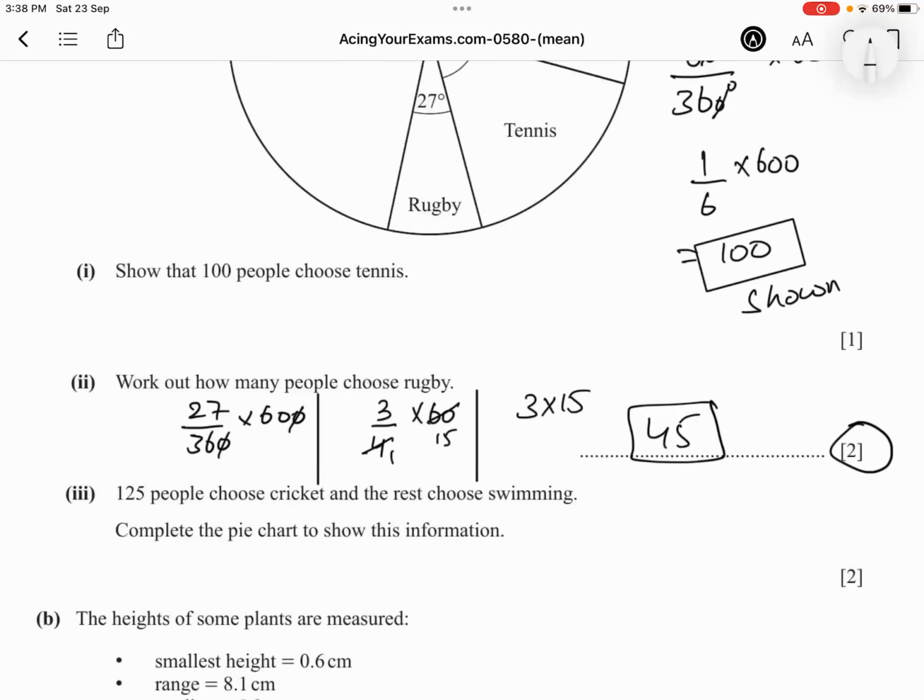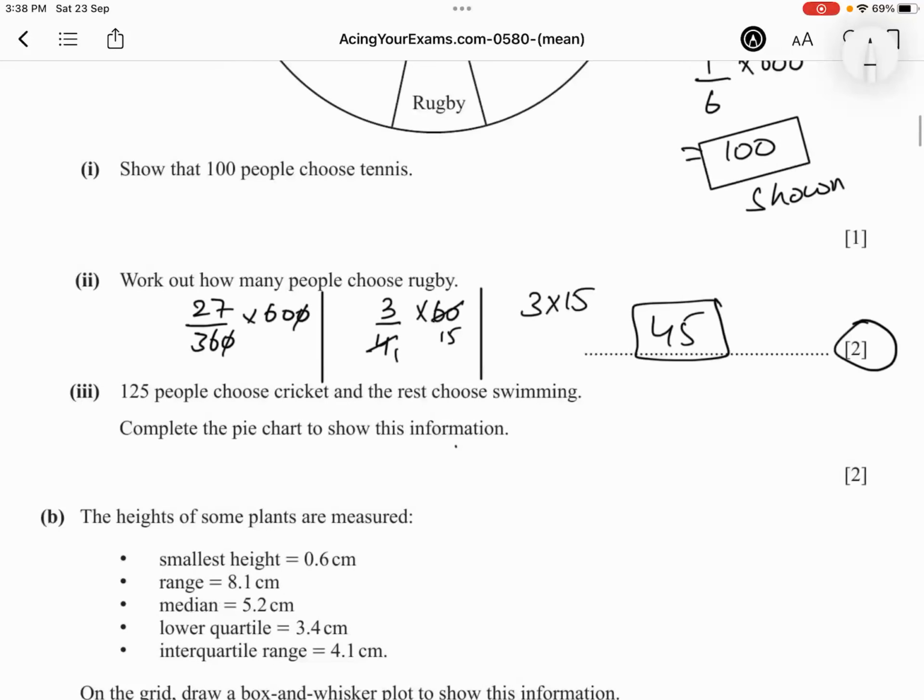125 people chose cricket and the rest chose swimming. Complete the pie chart. So 125 out of 600 chose cricket, multiply by 360. So can anyone tell me what is the answer for this thing? 125 divided by 600 multiply by 360. So that is equals to 75 degrees.